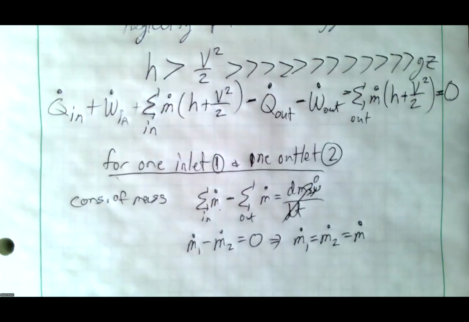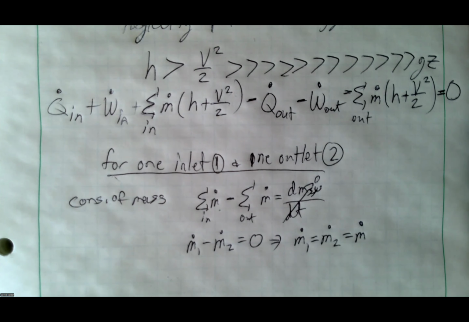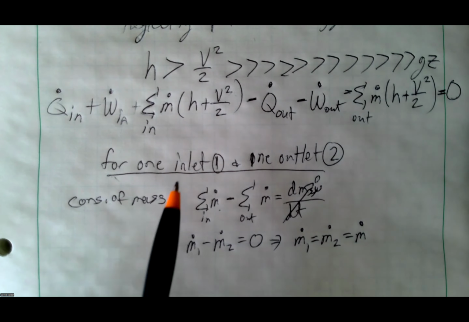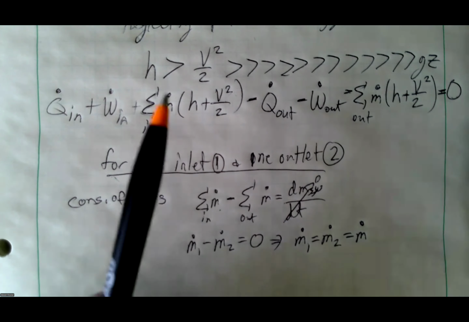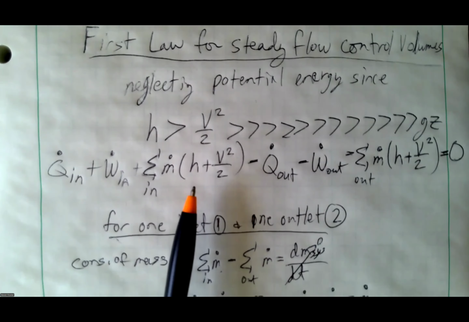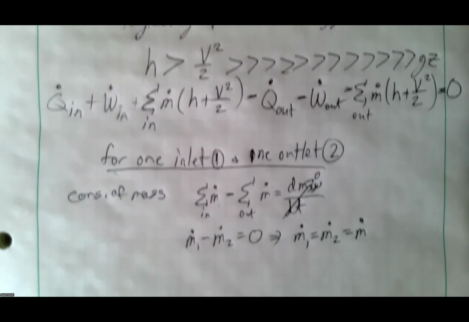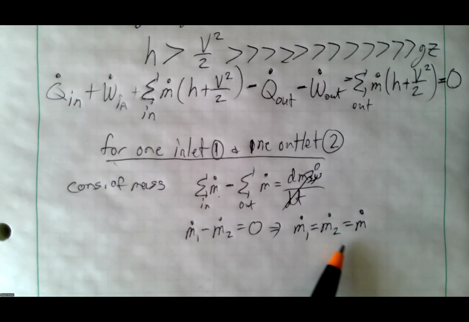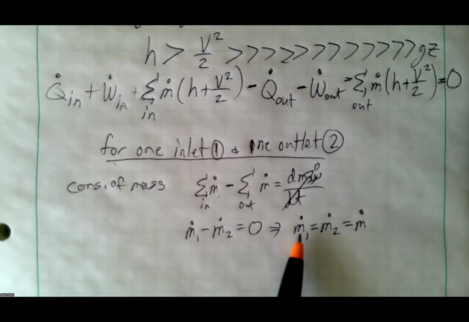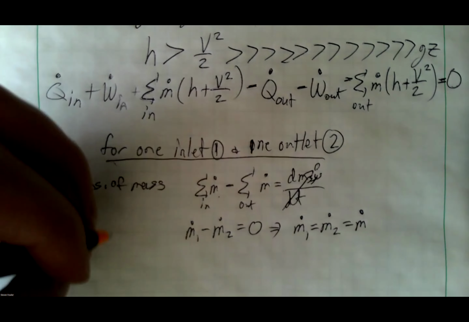And since they're both the same, there's really no reason to differentiate between the two. So it's a very common scenario I'm going to encounter where I've got a steady flow control volume with one inlet and one outlet. If that's the case, then the mass conservation simplifies down to the same m dot. It's m dot 1 at the inlet, m dot 2 at the outlet, and they are the same because it's steady flow. One has to equal the other, so we'll just call it m dot.